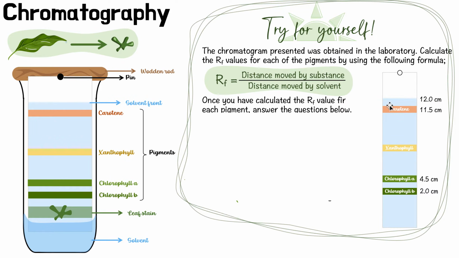The distance moved by the substance, so let's say carotene, over the distance moved by the solvent. So you can see the solvent moved 12 centimeters, the carotene moved 11.5. So it would just be 11.5 over 12. That would be your retardation factor. The higher the retardation factor, it means the further it moved, right? Because 11.5 over 12, for example, would be like 0.9 something, okay? It will be very high.